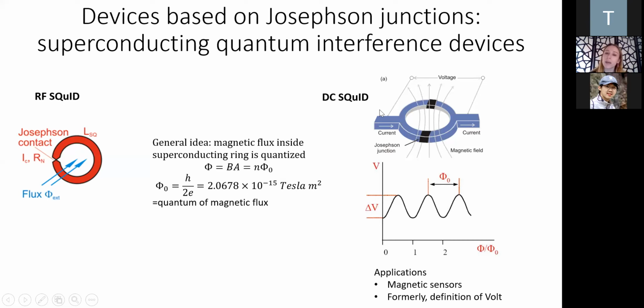The DC SQUID is another device that can be constructed using Josephson junctions, and it has two Josephson junctions in the superconducting loop. The DC SQUID also has a number of applications. It's used in magnetic sensors, including ones in commercial devices that some of my colleagues have in their lab. Formerly, it was also used for the definition of a volt, although now they've redone the SI units a little bit, so that's not the case anymore.